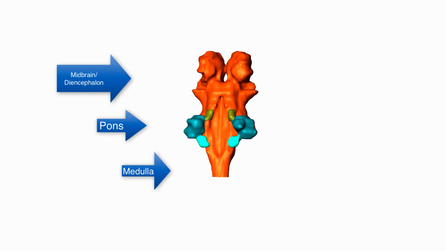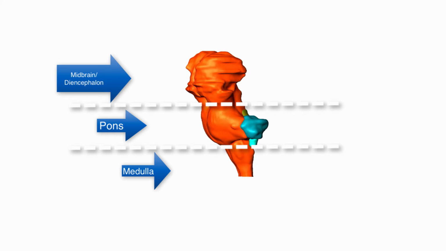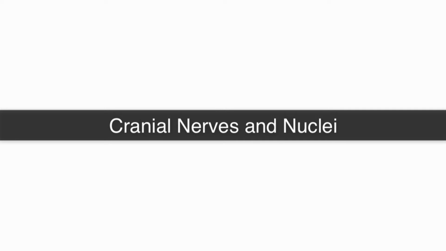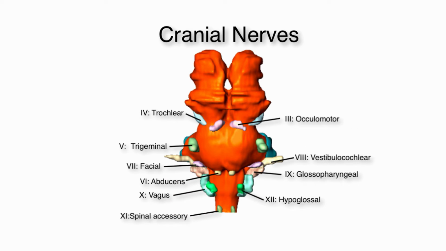The brainstem is made of three major parts, the midbrain, pons, and medulla, with the pons being connected to the cerebellum by the middle, inferior, and superior cerebellar peduncles. The human brain has 12 pairs of cranial nerves. Nerves 3 through 12 emerge from within the brainstem itself.